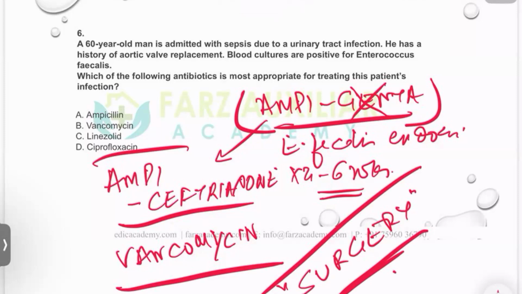What are the other indications for surgery? Aortic root abscess. Very good. Perivalvular abscess formation, refractory heart failure, and systemic embolization.